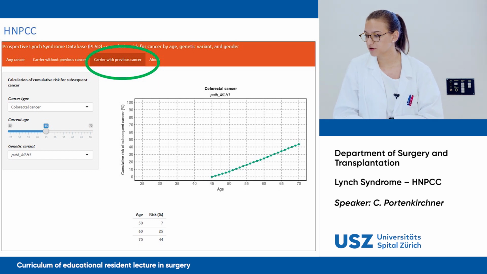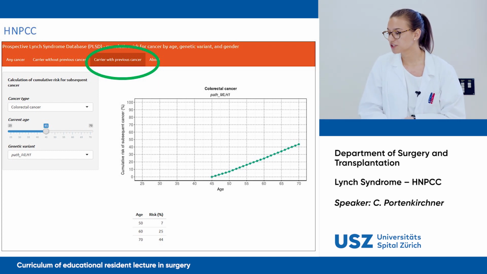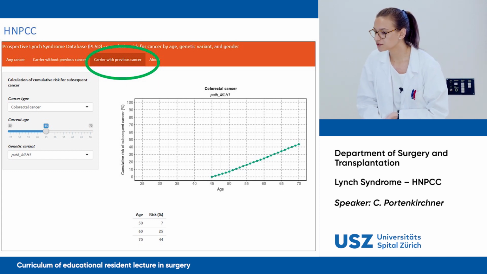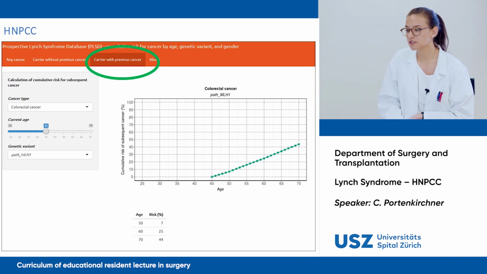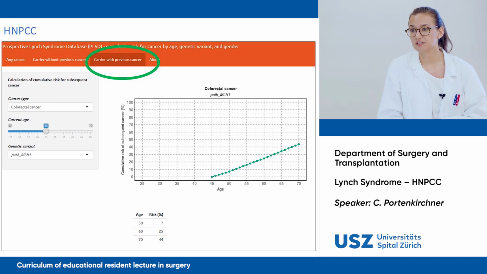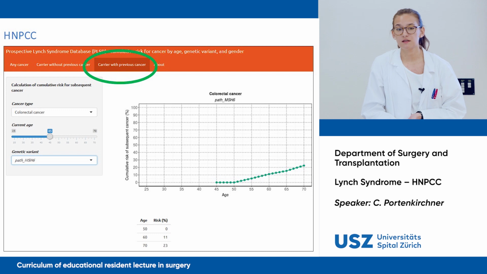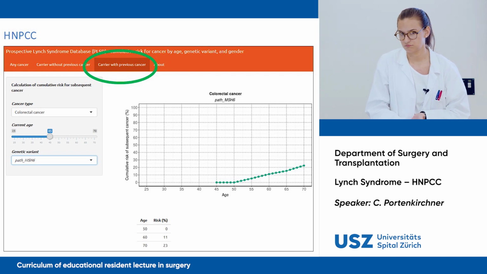We have a patient with colorectal cancer. He or she is 45 years old. We have a genetic variation of the MLH1 gene, and in 15 years, when the patient is 60, we have a 25% risk for this patient to develop a subsequent cancer. You have to keep this in mind, whereas in another gene variation, it's not as high.